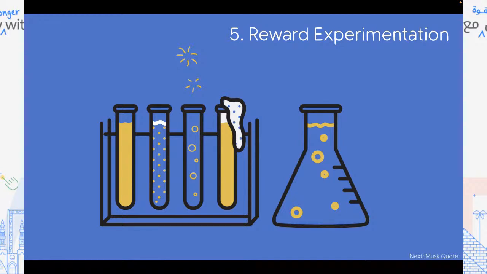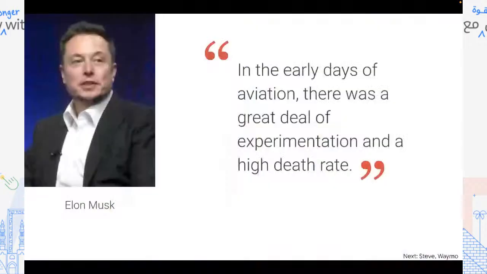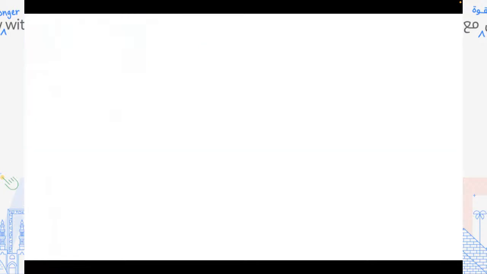For example, the great example I love to give is this quote from Elon Musk, where he talks about the early days of aviation and that there was a great deal of experimentation and a high death rate. So before we could actually fly airplanes, loads of people were trying. The Wright brothers, obviously, are the ones who got it right, but there was a lot of experimentation in that area, and it took a lot of effort to get there.